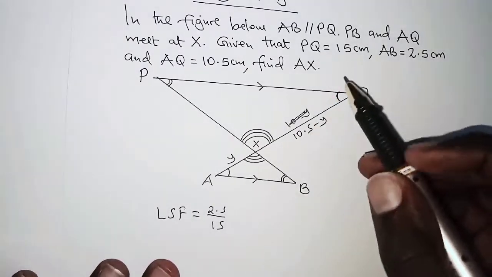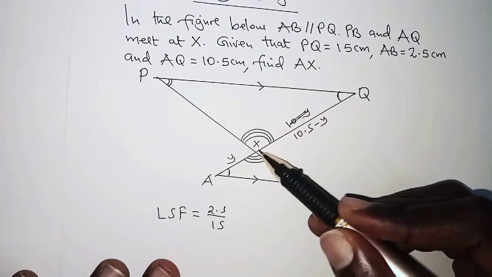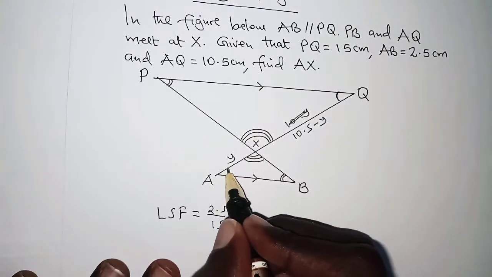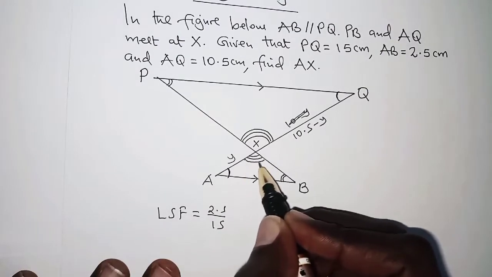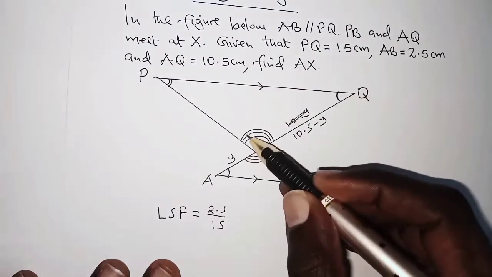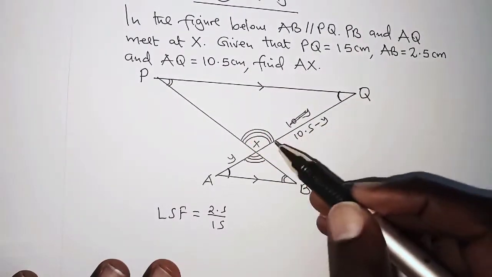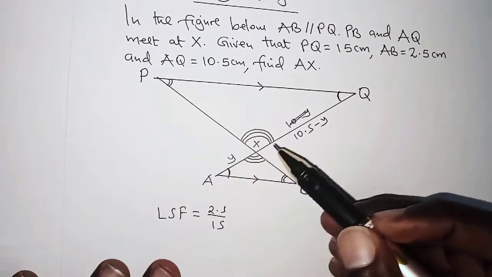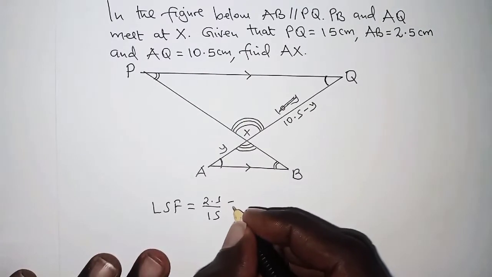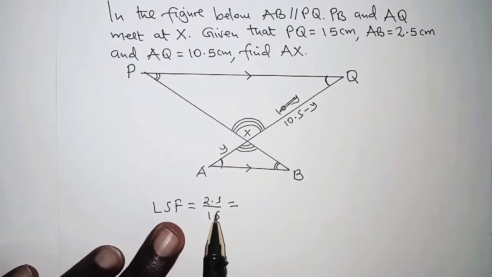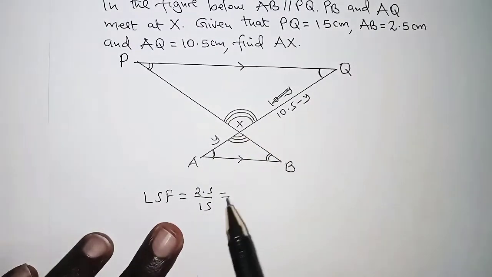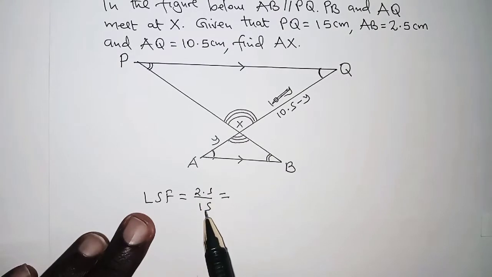Another thing, we'll be able to identify that this side XQ corresponds to XA. Now look at these two angles, this angle here and this angle here. And for this other triangle also, we have this angle and this angle at point X. They are the same angle. That means that length AX corresponds to length XQ. So that is what we are going to use. Remember, the ratio of the corresponding lengths should be constant, so the ratio of these two corresponding lengths should be equivalent to 2.5 over 15.